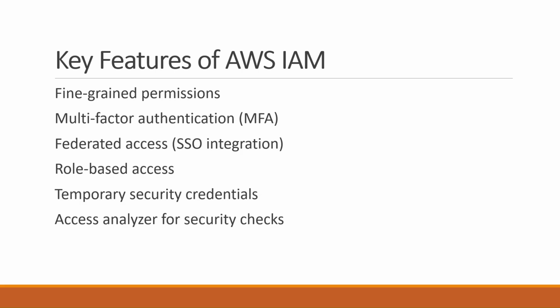And lastly, Access Analyzer for security. It's a tool that helps you find and fix permissive access policies. It will check who can access your AWS resources and alert you to potential security risks.